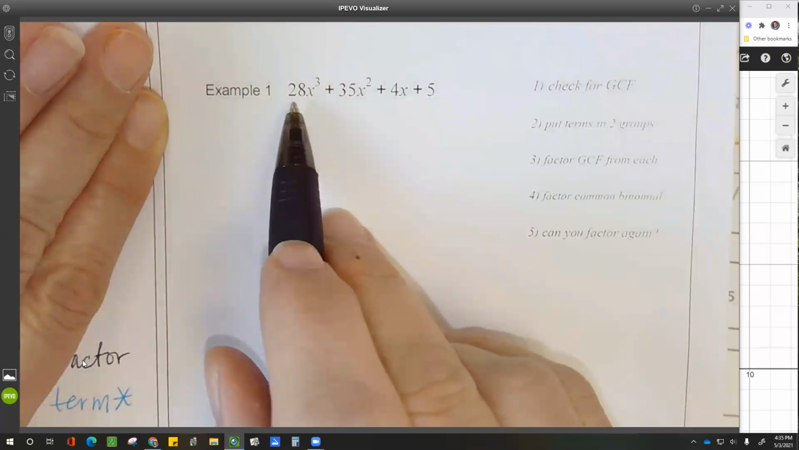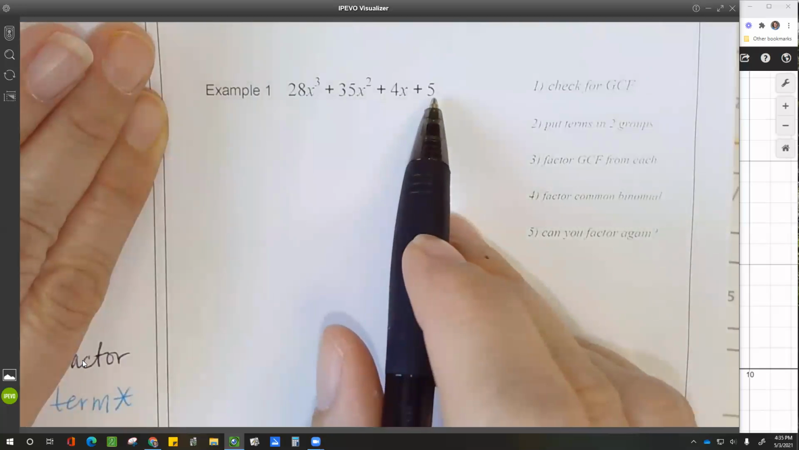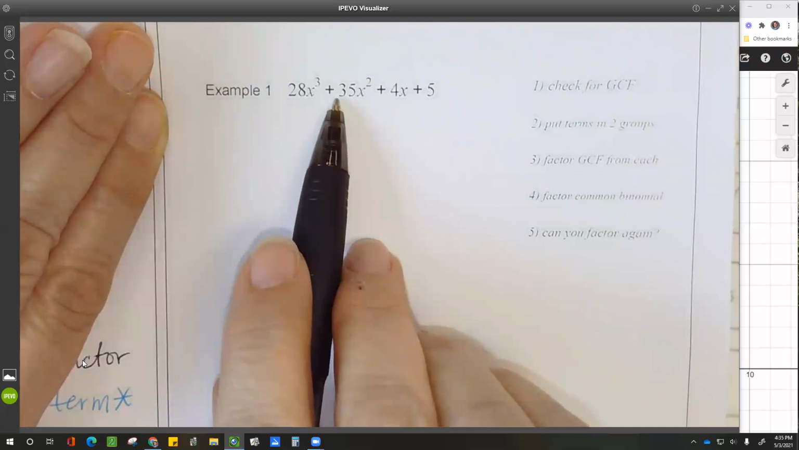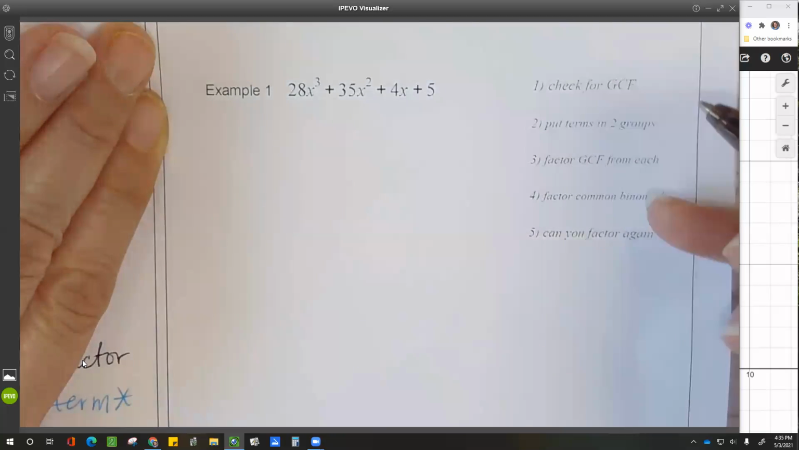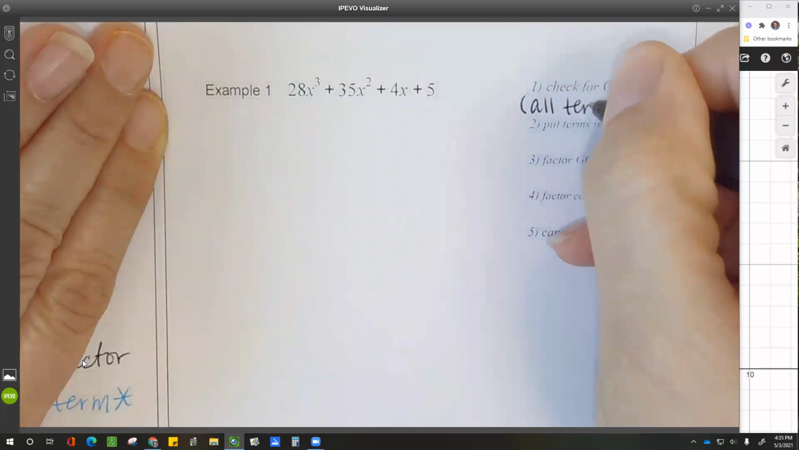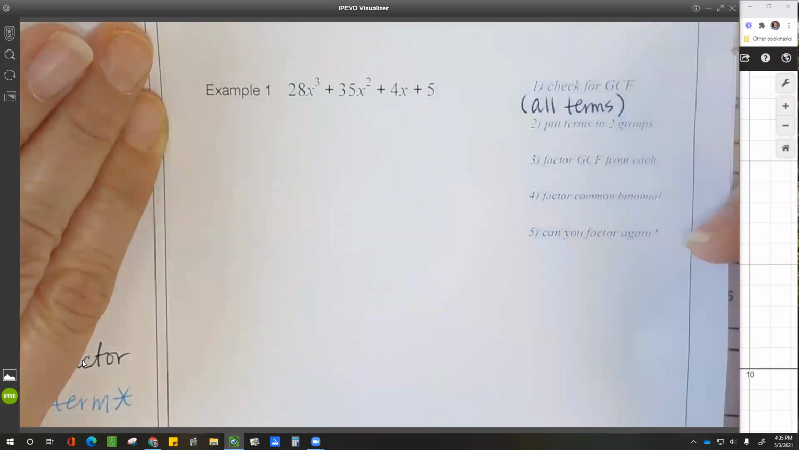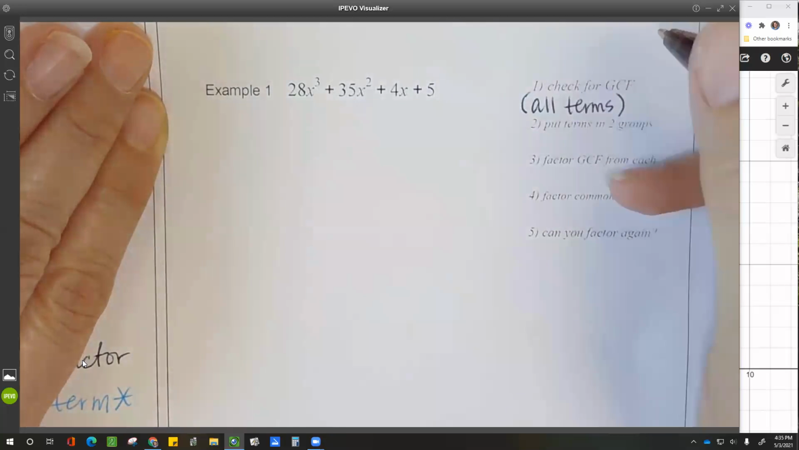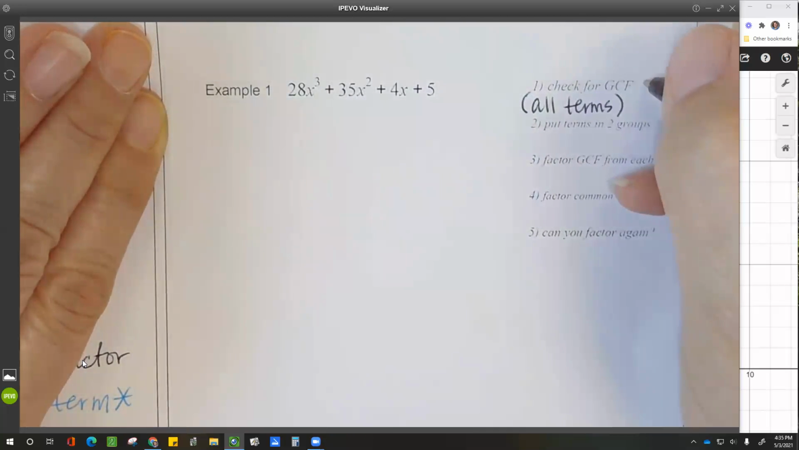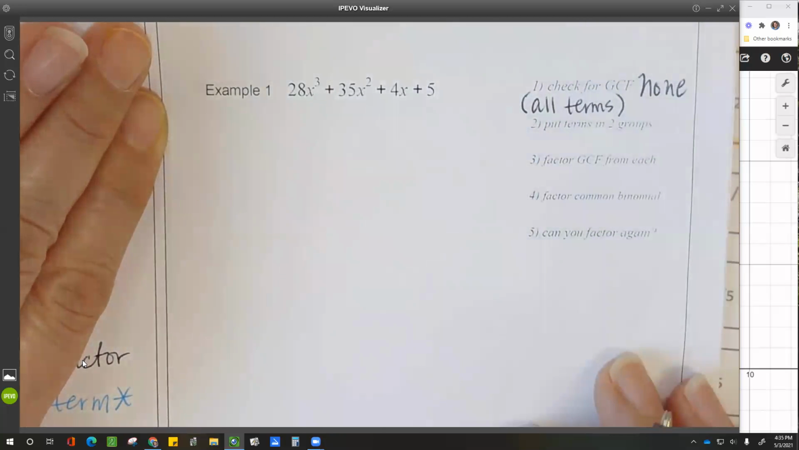First thing you do is check all the terms to determine, is there a GCF? Is there something that all 4 have in common? So all terms, whether there are 4 or 3 or 2 or whatever, do they all have a factor in common? And for this one, there isn't anything.